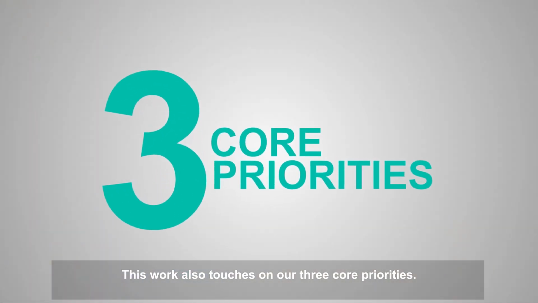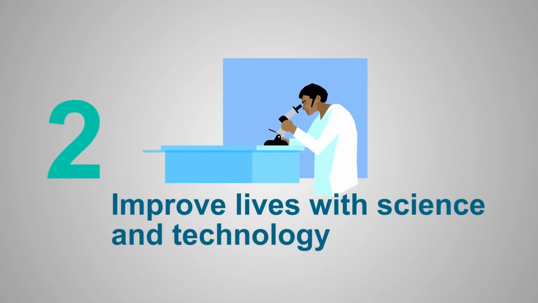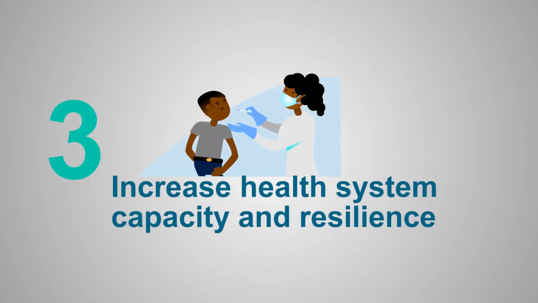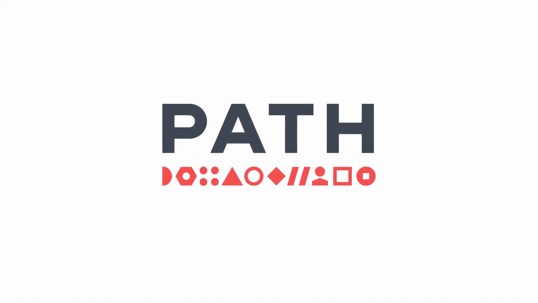This work also touches on our 3 core priorities. 1. Prepare and respond to emerging health threats. 2. Improve lives with science and technology. And 3. Increase health system capacity and resilience. At PATH, change is in our DNA.